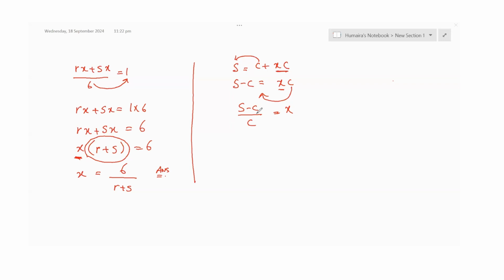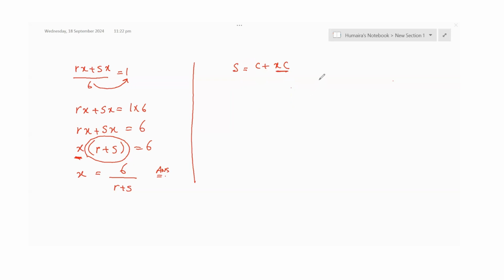Clear? Kinda. I didn't understand this one as much. Okay, let's do this one again. The question was, S equals C plus XC. What do we want?